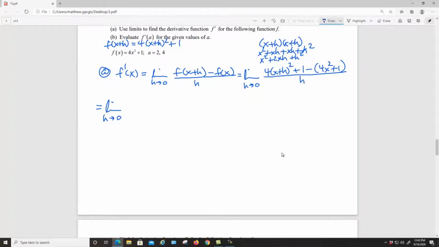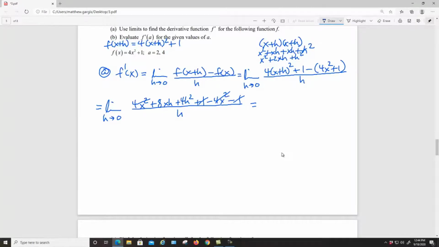So let's multiply this by 4 now. So I would have 4x squared plus 8xh plus 4h squared, and then I would have plus 1, and then minus 4x squared, and then minus 1 over h. Okay. Now notice some of these subtract off. 4x squared minus 4x squared, that subtracts off. 1 minus 1, that subtracts off. So I'm left with, on the top, 8xh plus 4h squared.